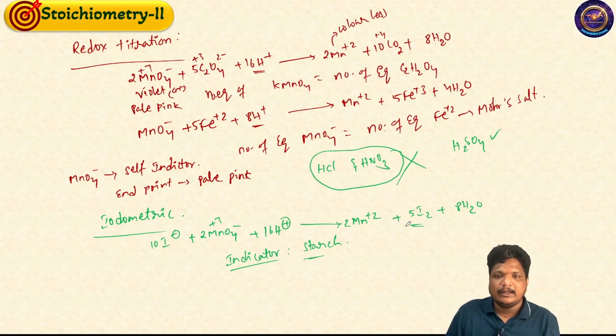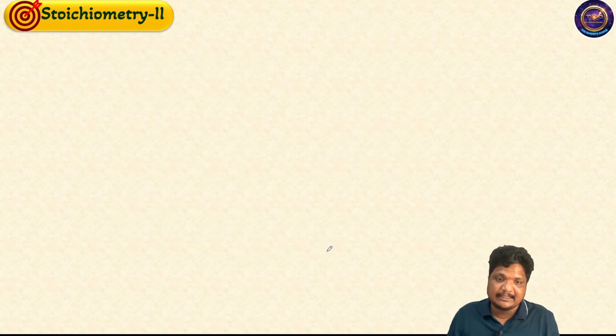So here, in the absence of iodine, there is no blue color. So in that way we can find out the concentration of an unknown solution by using these redox titrations. Okay, so these are the applications of these redox titrations.